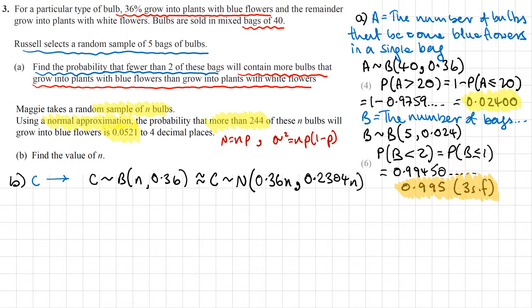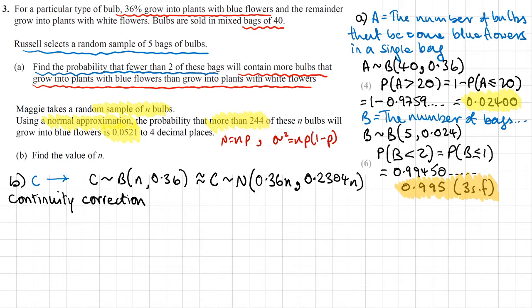0.2304N. Now the next thing that we need to do, and this is often forgotten about, is any time that we do a normal approximation, we need to do a continuity correction. So here we've got more than 244.